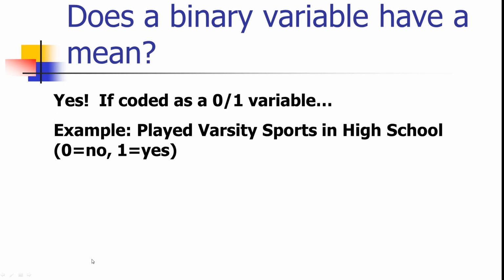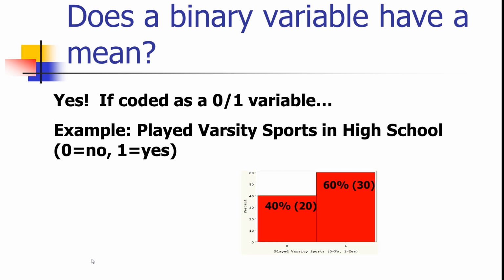So for example, in my example data set, I had asked the students whether or not they played varsity sports in high school. That's a binary variable, a yes-no variable. If I code that in my data set, rather than coding it as no and yes, I code that as 0 for no and 1 for yes, and I actually think about those zeros and ones as numbers, I can in fact calculate an average for this binary variable.